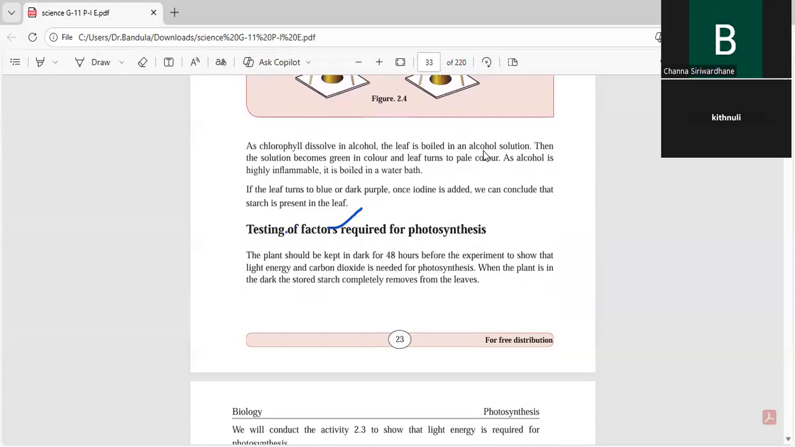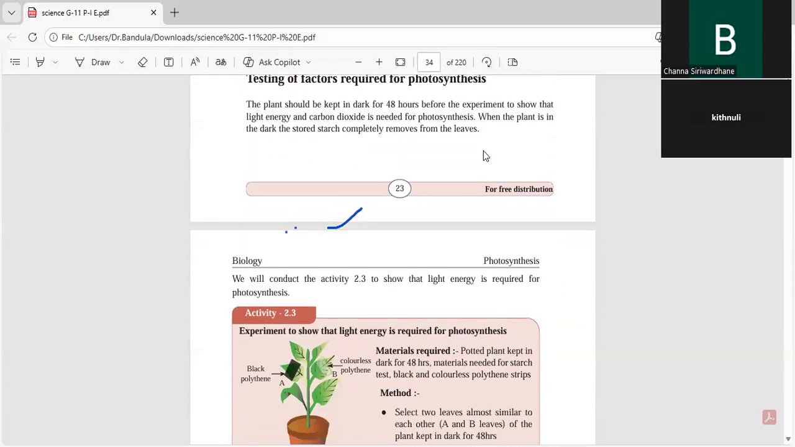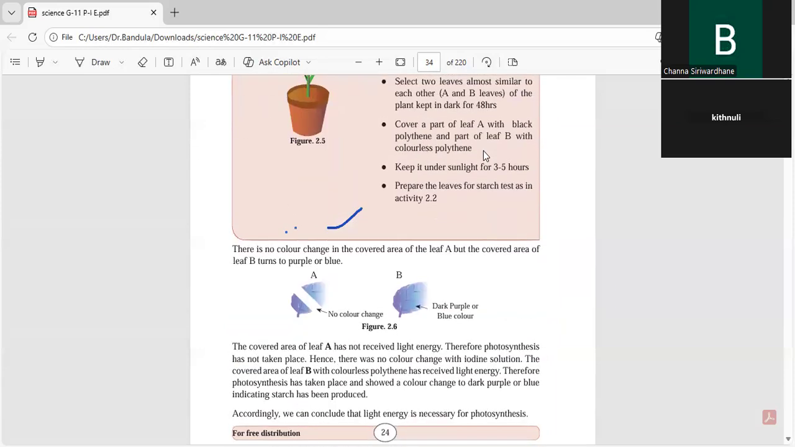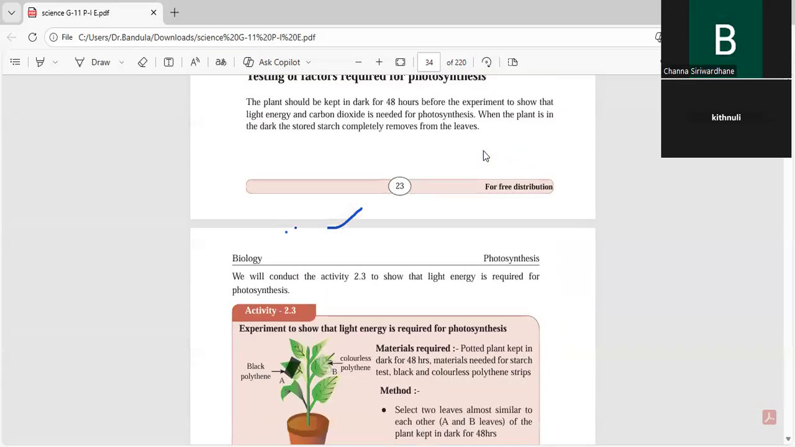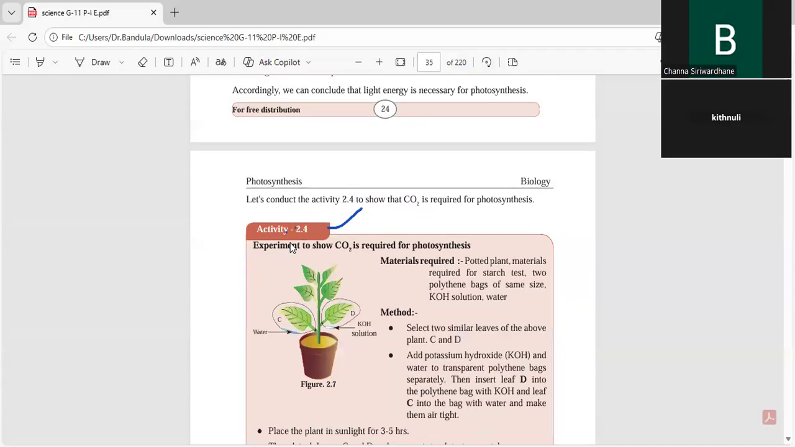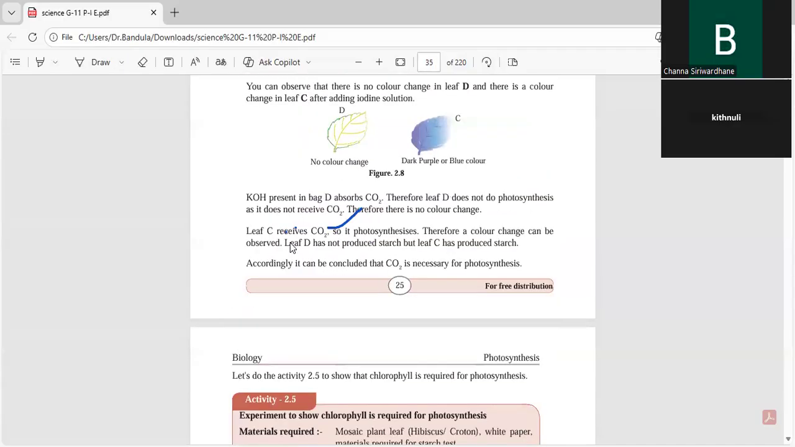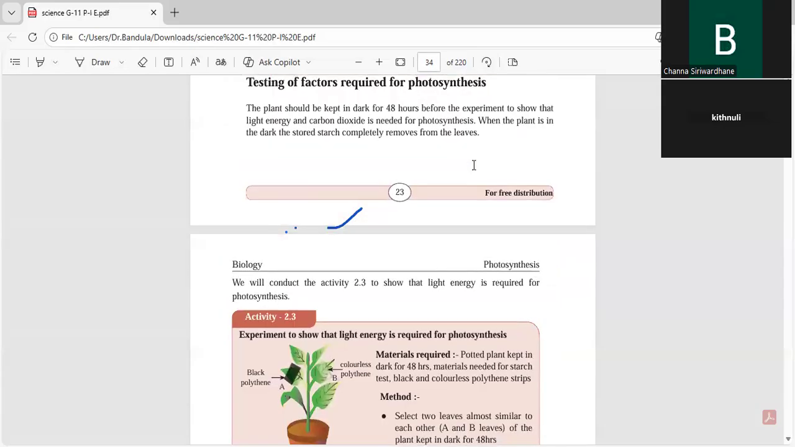Right. So there are testings of factors required for the photosynthesis. Again, you have done this. Right. We will start from the testings of factors for the photosynthesis in the next take. Right. If you have any question, you can ask to the person. Okay?